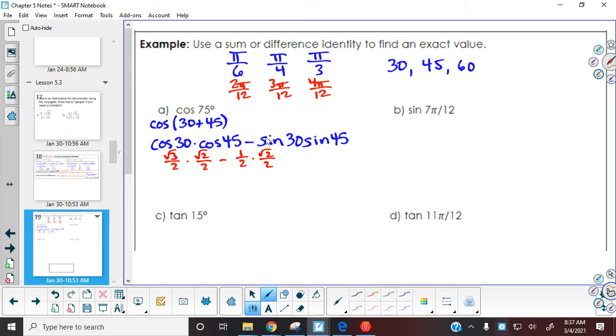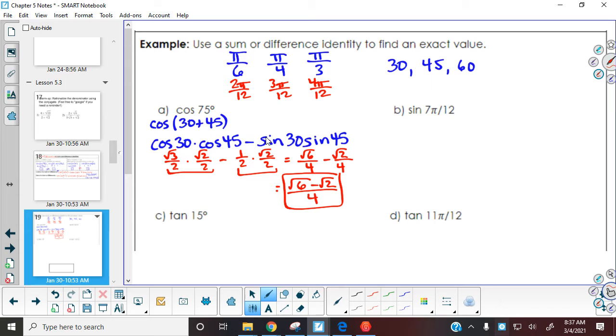And so when we simplify this, we're just going to simplify one thing at a time. When we multiply fractions, we multiply straight across. So root 3 times root 2 gives us root 6. 2 times 2 gives us 4. When we look at this one, we would get root 2 minus root 2 over, again, 2 times 2 is 4. So we can simplify that to be root 6 minus root 2 all over 4. And that is our answer for the cosine of 75 to figure out our exact value.